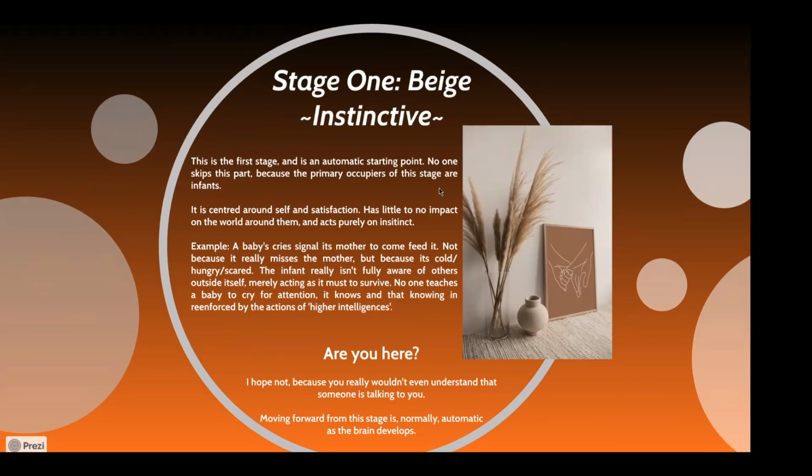The example I've provided here is a baby cries, signals its mother to come feed it. It's not because it misses the mother, when it's an infant. It really isn't aware of anything beyond its own needs. It's going, I'm cold, I'm hungry, I'm scared. It's not aware of others. It's just acting in the way it needs to in order to survive.